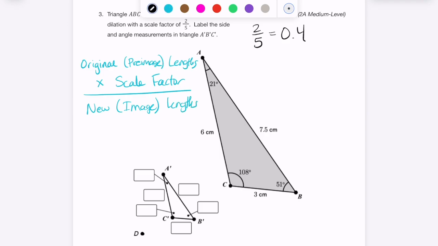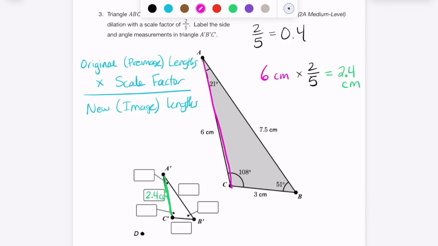Okay, so we originally have this is 6 centimeters. We're going to multiply by 2/5 or 0.4, and that will give me my new side length. This is going to be 2.4 centimeters. So this is A prime C prime, and it matches up with AC. So we fill in the blank there.